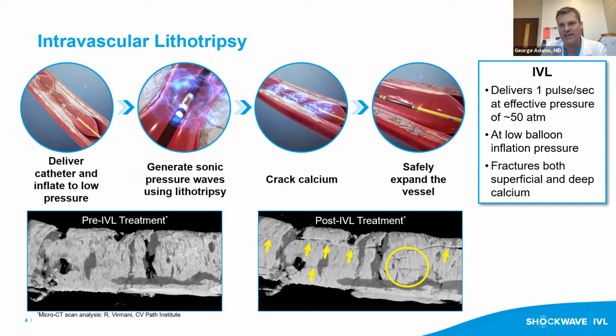When we generate these sonic waves, as you can see here to the right, one pulse per second has an effective pressure of approximately 50 atmospheres. What this allows us to do is to crack the calcium. This modifies the plaque. It's controlled breaks in the calcium. If you look below at this pathology slide that Renu Virmani has very, very eloquently shown, we get these cracks, and these cracks aren't just intimal, but they're deep cracks, which happen in the media. So ultimately, what this allows us to do is safely and predictably expand this vessel such that we don't have as much inflammation, we don't get these complications of dissection, and ultimately, our hope is to prevent vessel recoil.